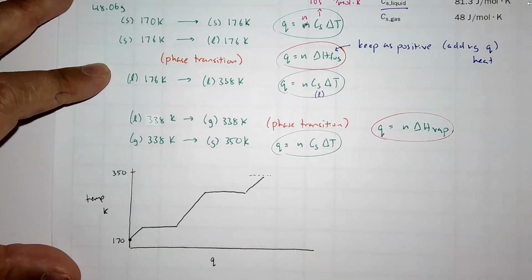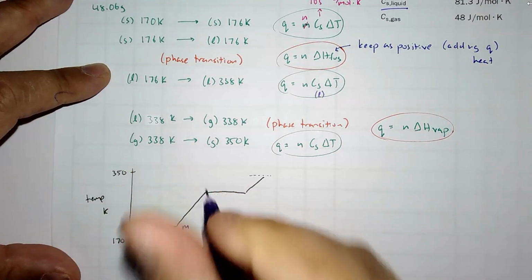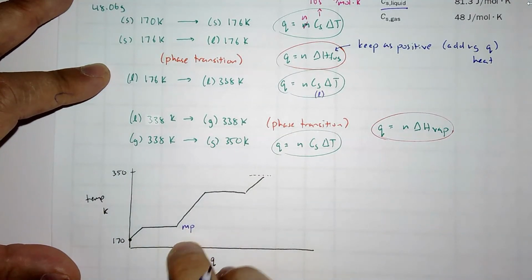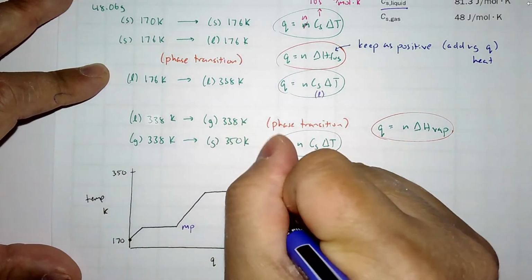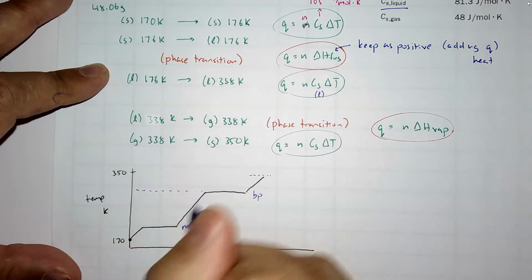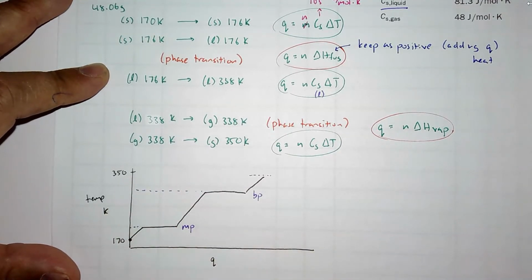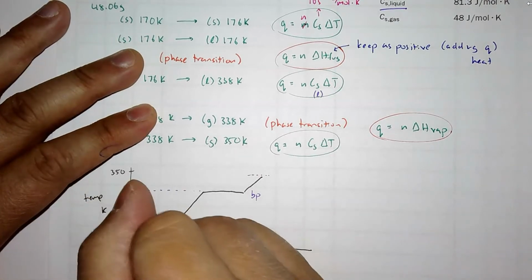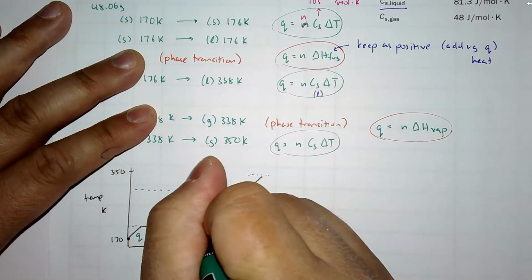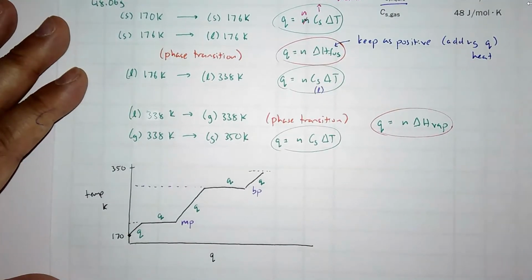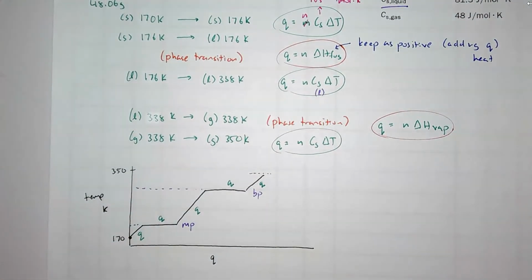So where the plateaus are, right? The plateaus are the melting point. Oh, they call it melting point. The melting point actually is the same as the freezing point, and this is the boiling point. And the boiling point is the same as, you could think of it as the condensation point. Those are your Qs. Q1, Q2, Q3, Q4, and Q5. Okay, are we ready to do some calculations?